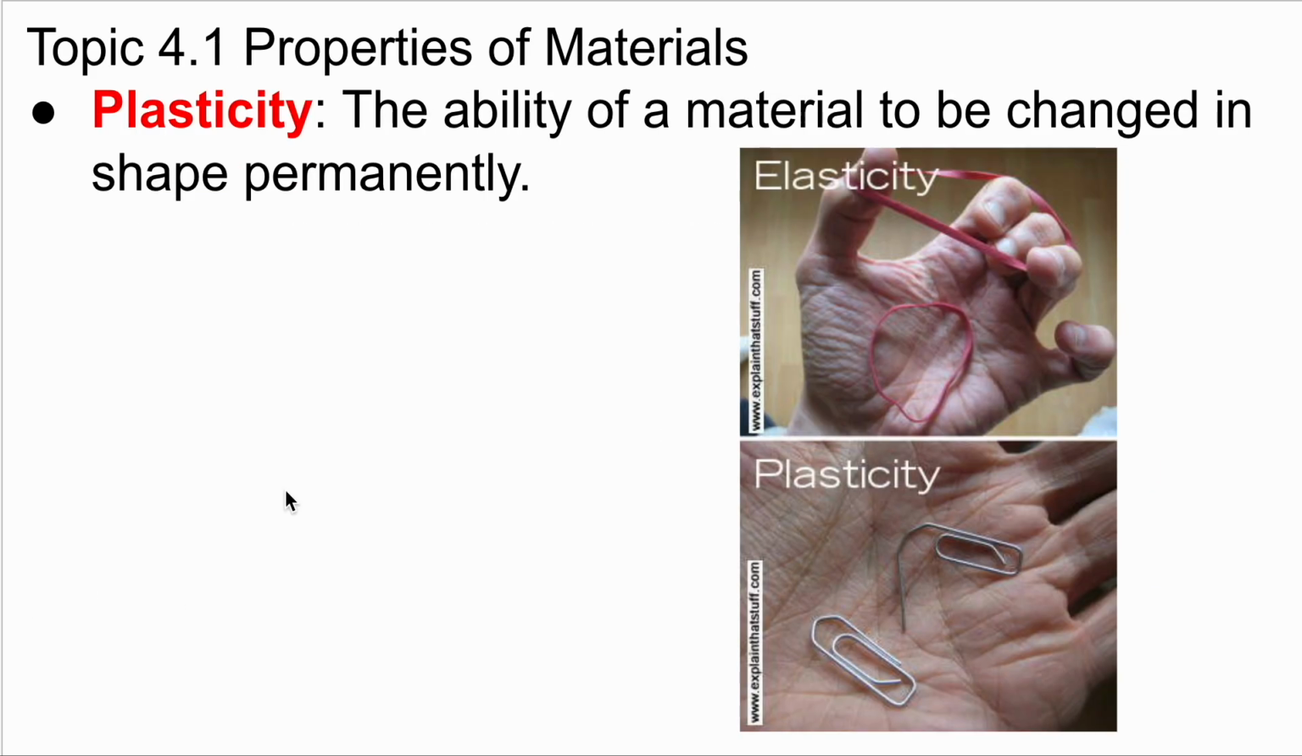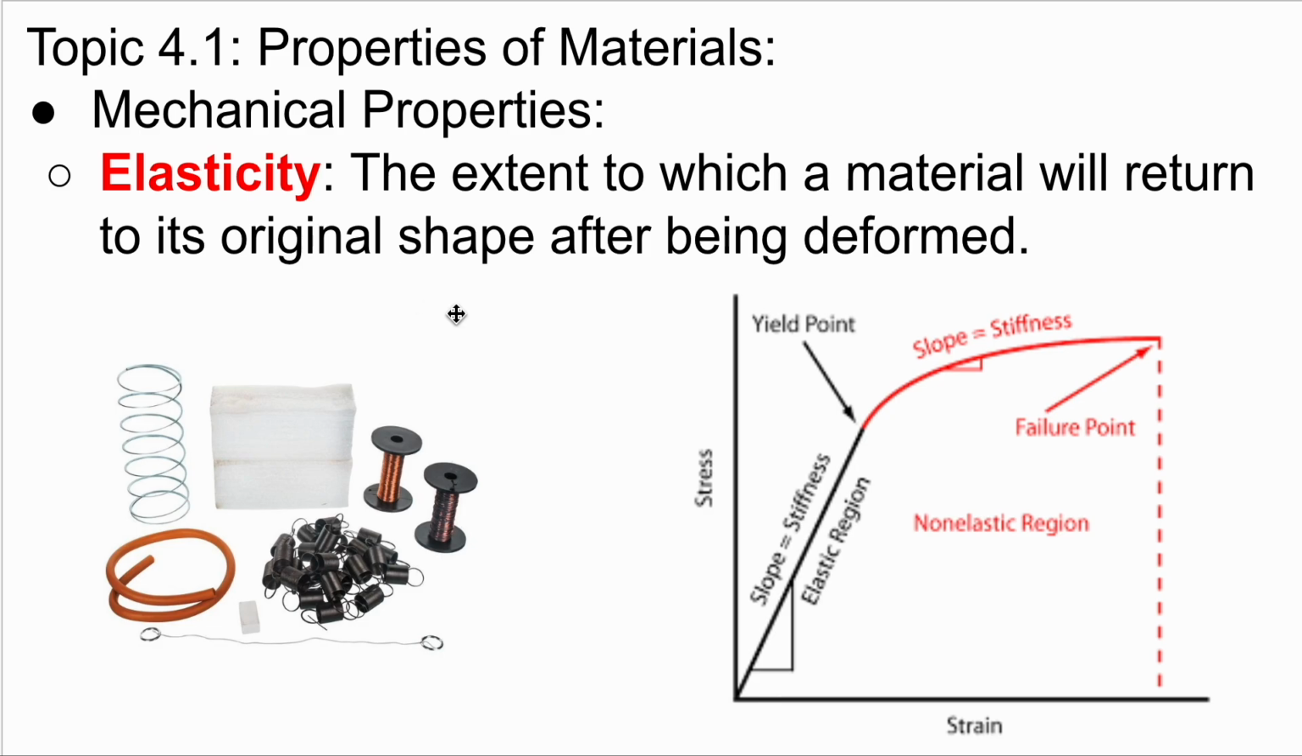There's plasticity. Plasticity is the ability of a material to be changed in shape permanently. I'm going to talk about elasticity versus plasticity. This is plastic. It can be changed permanently. This is elastic because it will return to its original shape. Now, of course, you can stretch a rubber band so that it won't return to its original shape, and we'll talk about what that means. These can be returned to their original shape if you don't pull them too much. So there's a point where something stays elastic but then becomes plastic. Elasticity is the extent to which a material will return to its original shape after being deformed.